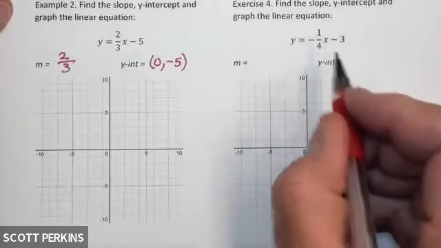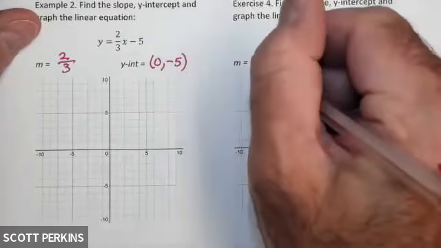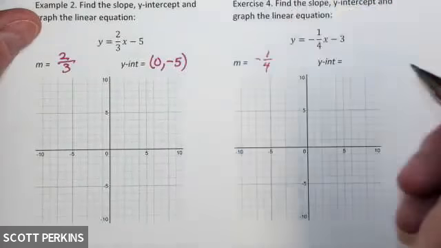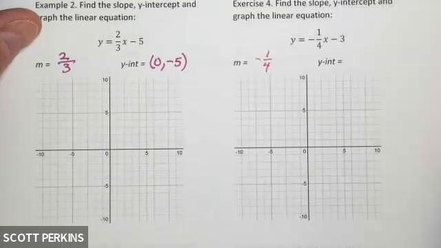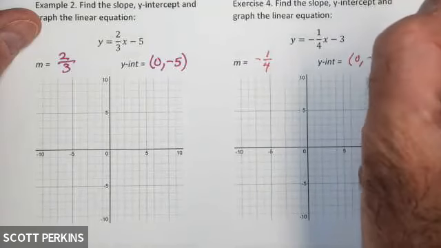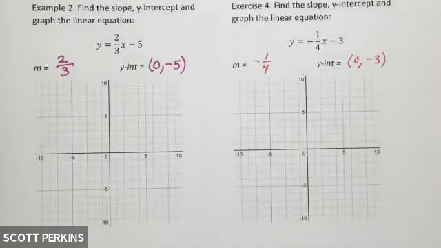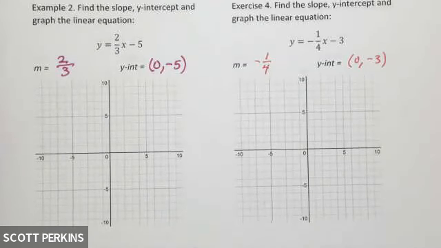So what's the slope of this line right here on the screen? Okay, -1/4. And then what's the y-intercept of the one on the screen? Okay, 0, -3. Fantastic. Okay, so that's all the information that we need to graph a line. And that's why I bring this whole thing up.